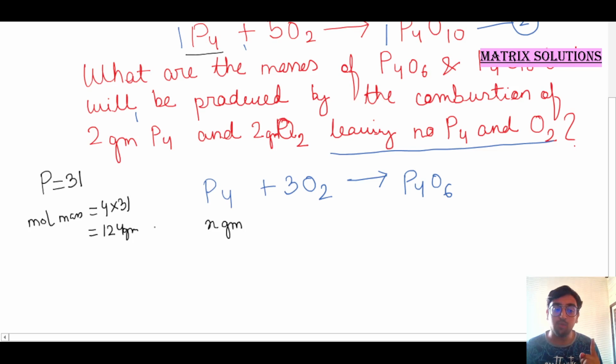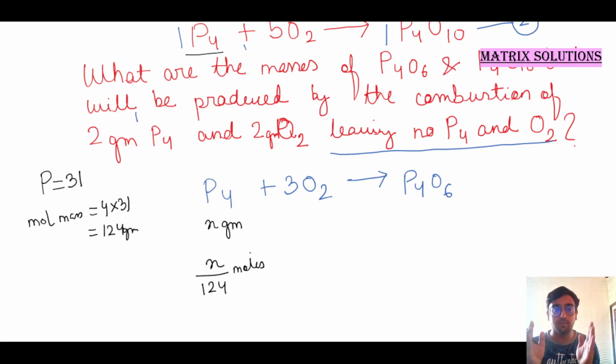Similarly, if 1 mole contains 124 gram, then x gram will contain how many moles? It will contain x by 124 moles. I guess it is clear. Always do it like this: the amount given divided by the molecular mass or the atomic mass gives you the number of moles.